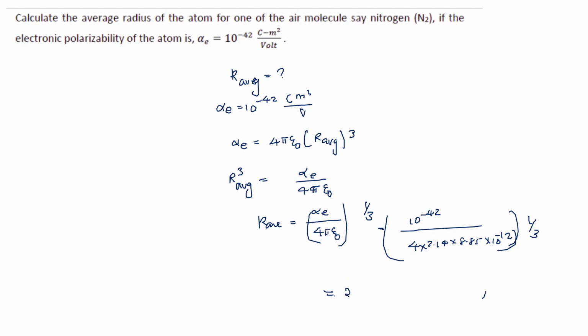So here you will get the average values here, 2.08 into 10 to the power minus 11 meter. Okay. So we'll move to the next one.